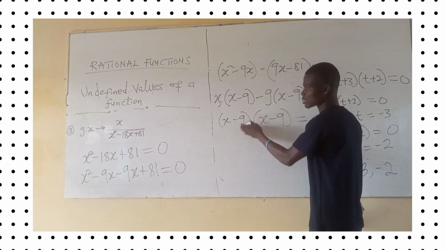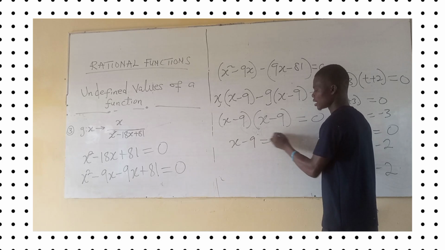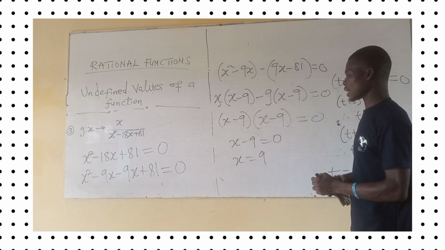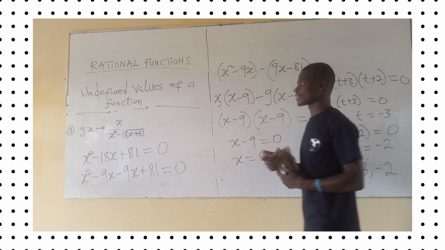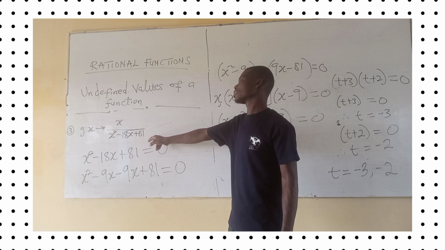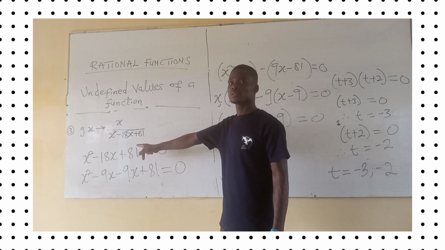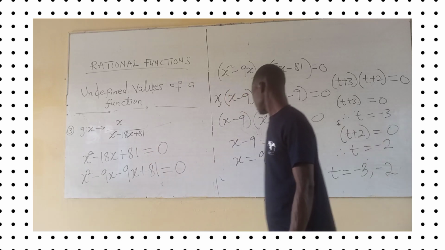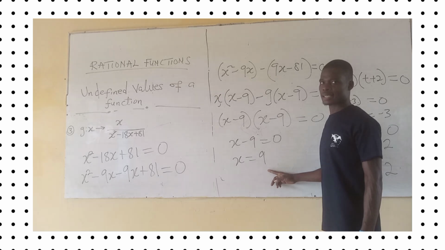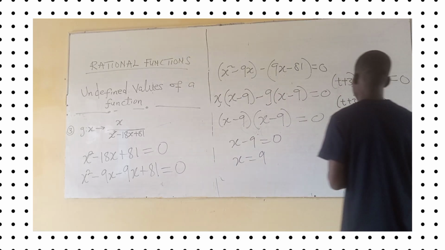And this is a repeated factor. So let's set one of the brackets to 0. And so s is what? 9. So meaning that the value here that will make the whole function undefined is 9. So that's how to solve this problem.